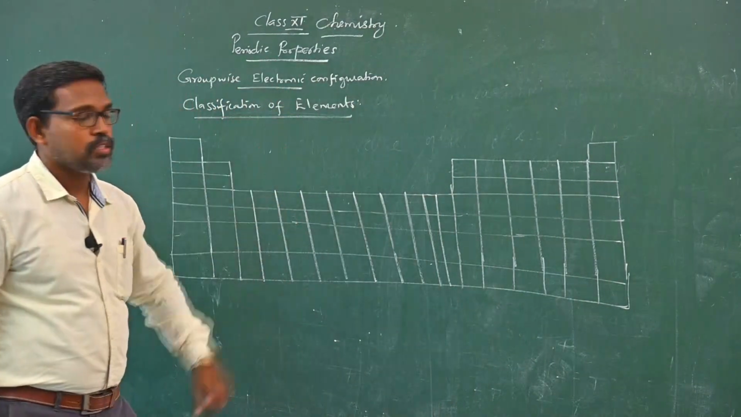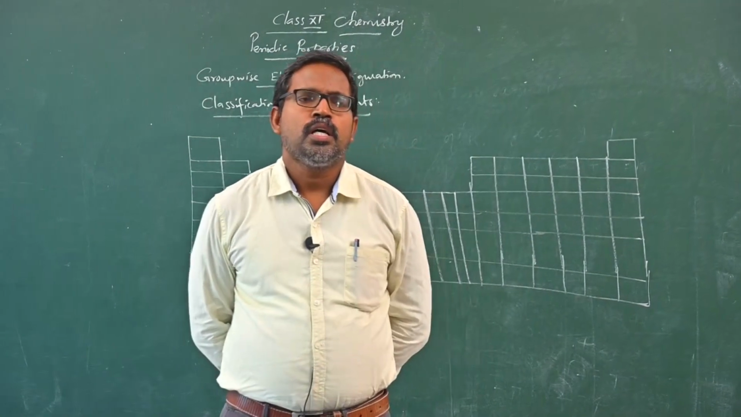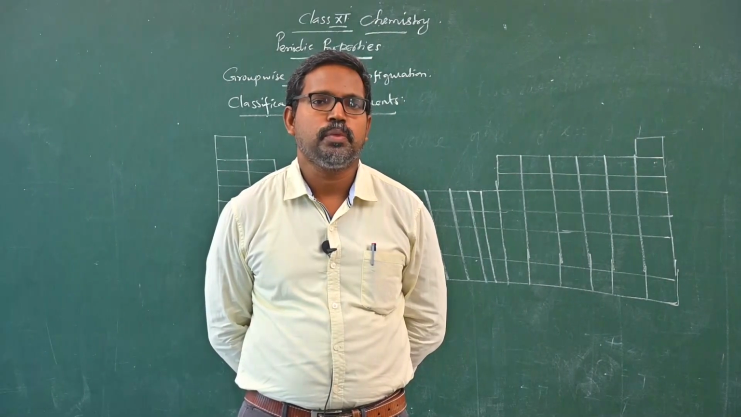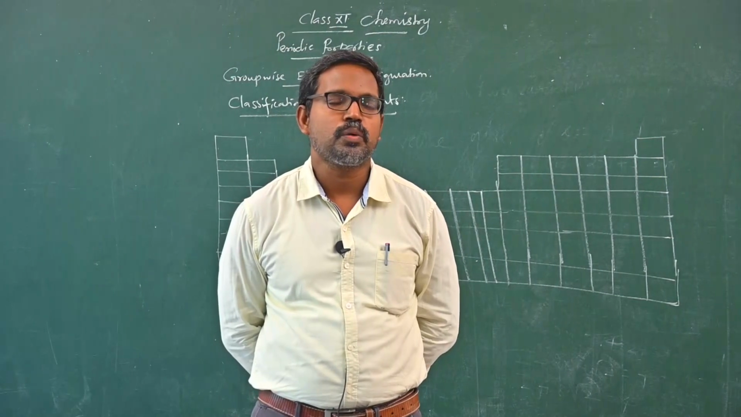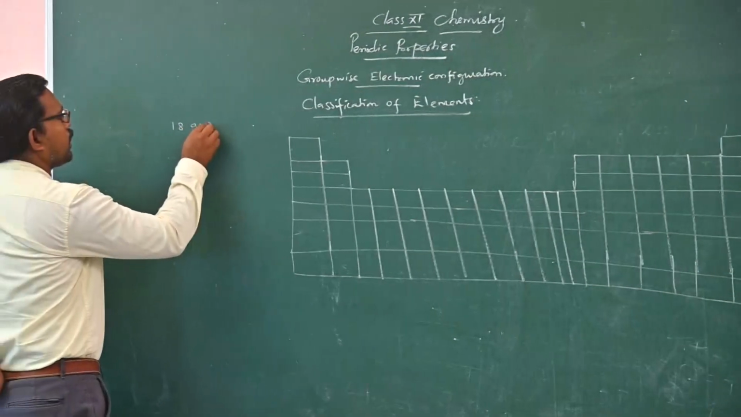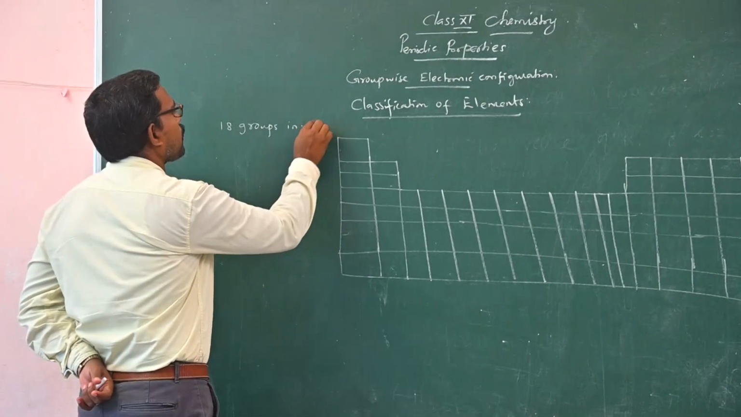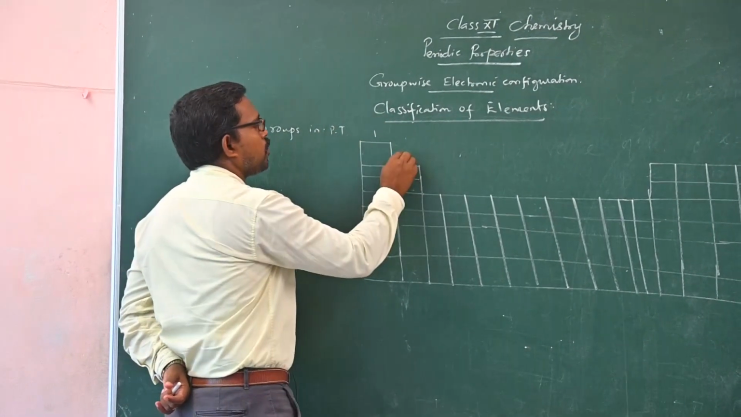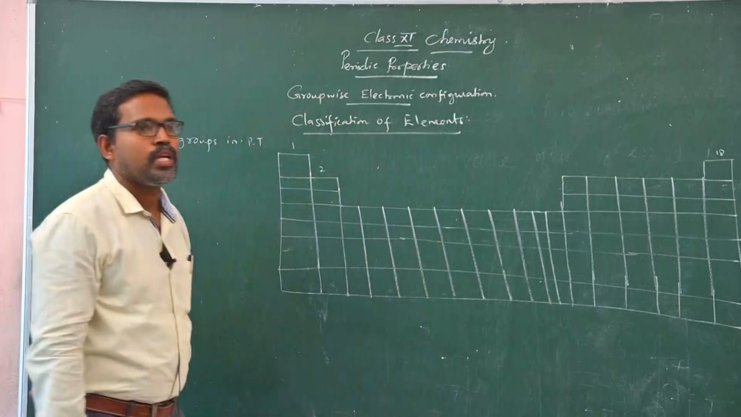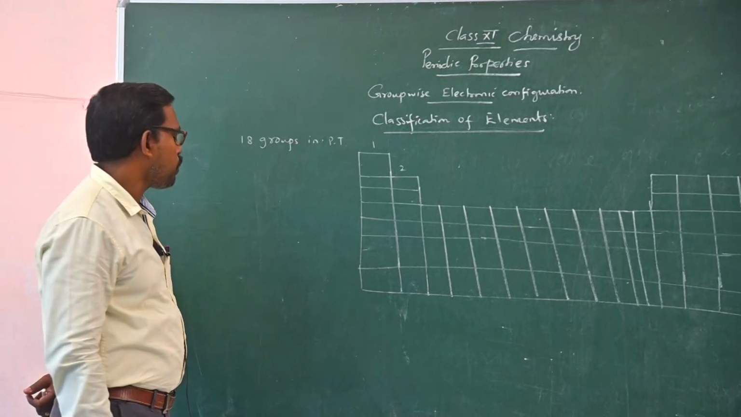Now, group-wise electronic configuration. We know what groups are. The vertical columns in the periodic table are commonly called groups. Columns are groups. There are 18 groups in the periodic table, numbered from 1 to 18. Now, how does electronic configuration vary in the groups?